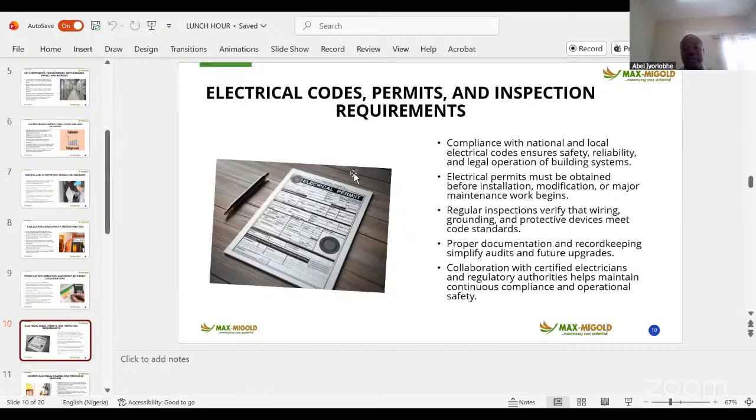Collaboration with certified electricians and regulatory authorities helps maintain continuous compliance and operational safety. So you don't do things in isolation. You have to collaborate with qualified people. Any knowledge that you are not privy to, consult people, collaborate. It makes your work easier.